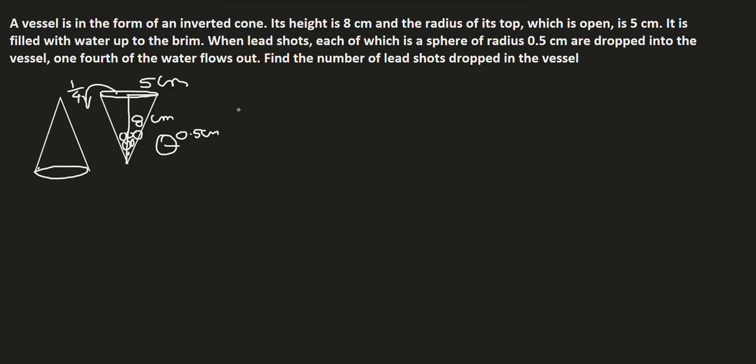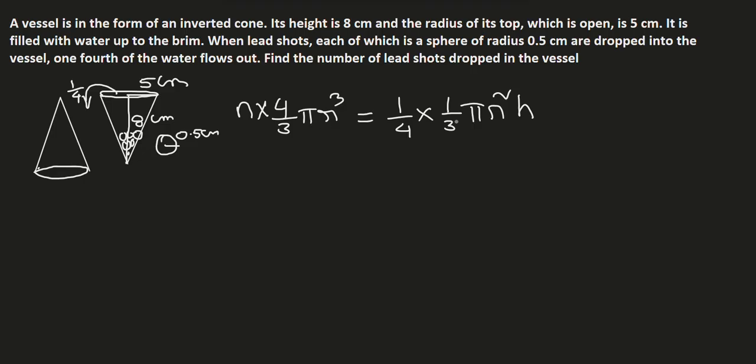Therefore, the number of lead shots into the volume of this lead shot, which is in spherical shape. Therefore, 4/3 pi r cube is the volume of a sphere, is equal to the number of lead shots into the volume of each lead shot, is equal to 1/4 of the water coming out of the cone. Therefore, 1/4 of the cone volume, which is 1/3 pi r square h.